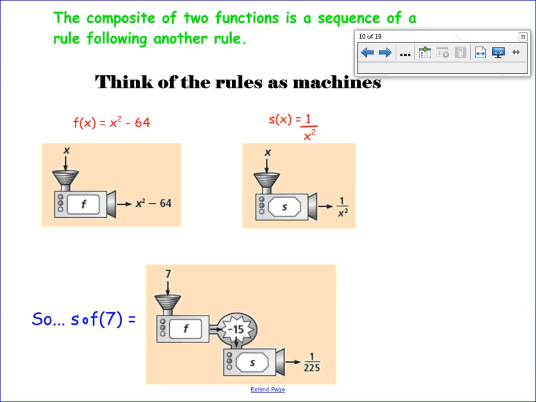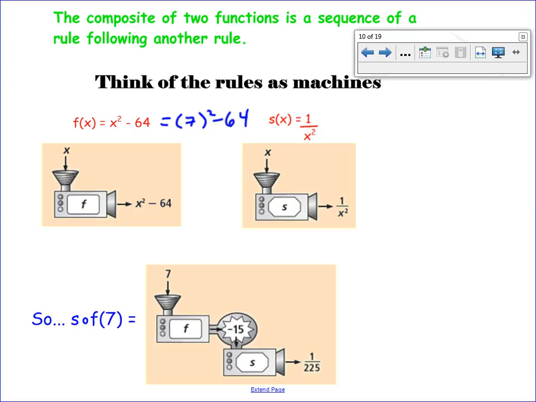Let's take that inner value, the 7, the input, and plug it into my first function, the innermost function, F. In accordance with some rule, it'll work it out. So I put 7 into F. I got 49 minus 64, and that equals negative 15. That's my intermediate value. I'll now take that and plug it into my outermost function.